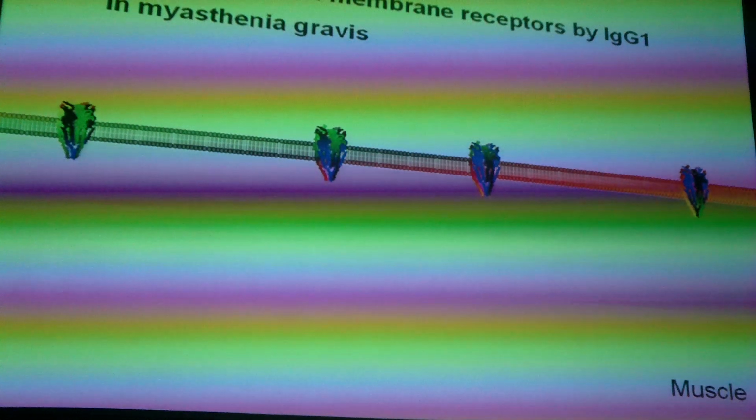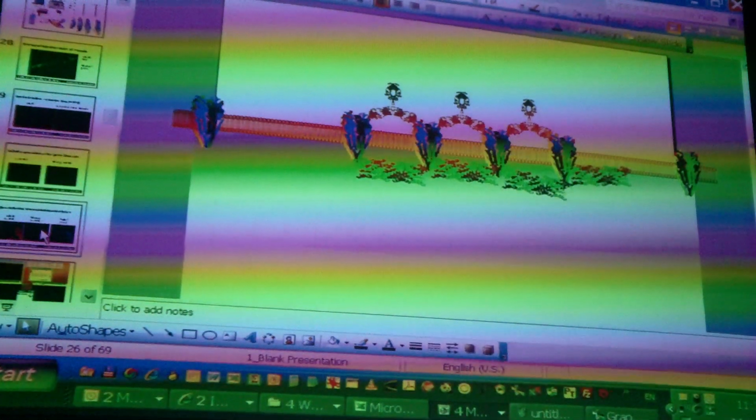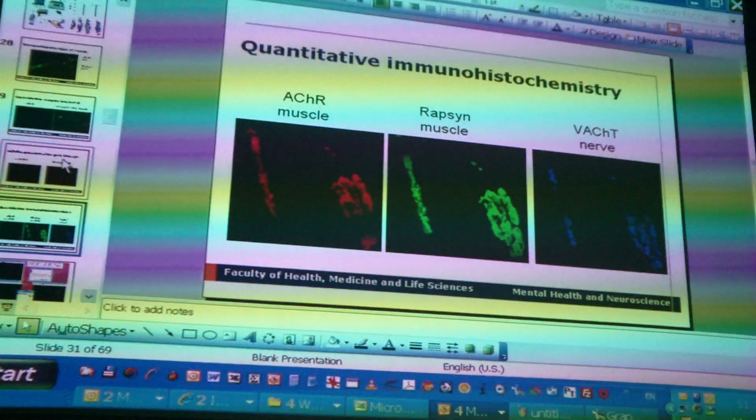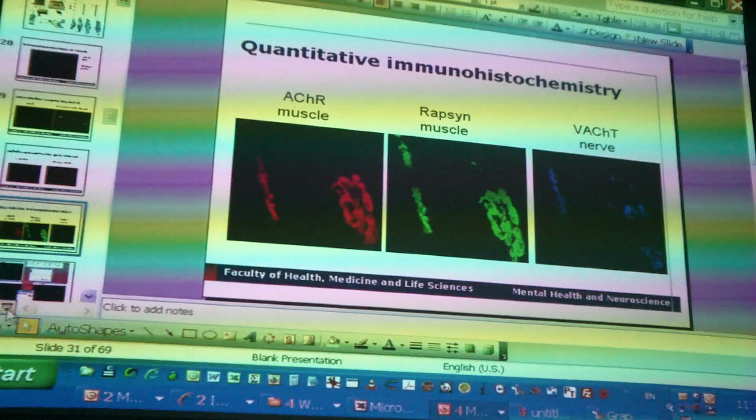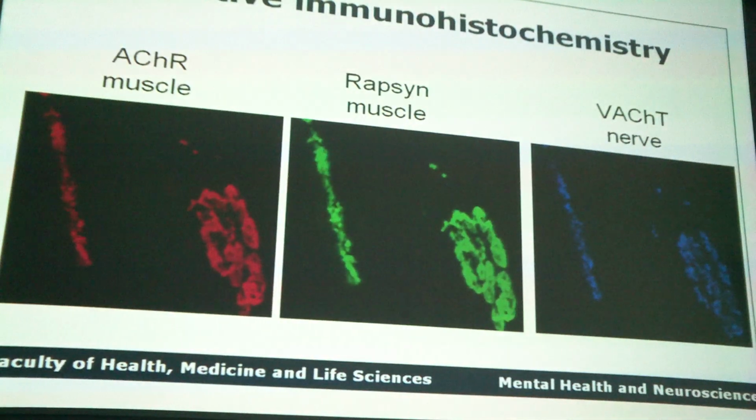But again, how do you quantify something like this? This is not what I wanted to show. I'll skip a few slides and I'll do this one. So this is a normal situation. A couple of neuromuscular junctions with the nerve terminal protein in blue, here in green the postsynaptic protein, and here another one, the acetylcholine receptor that I showed you before.